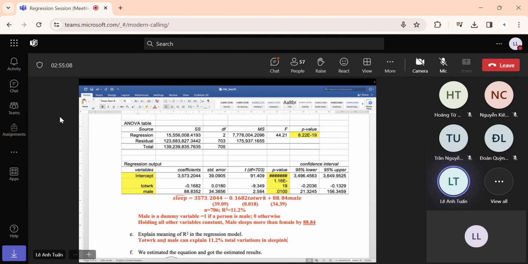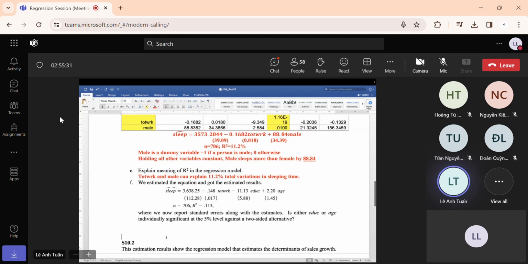So this is the dependent variable, and we have two independent variables. The R square here indicates that the variation in the dependent variable can be explained by all the independent variables, or the regression.